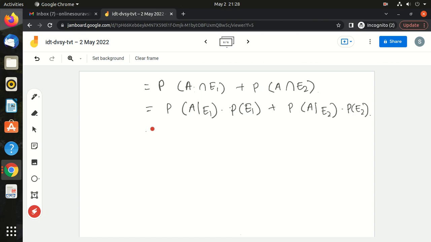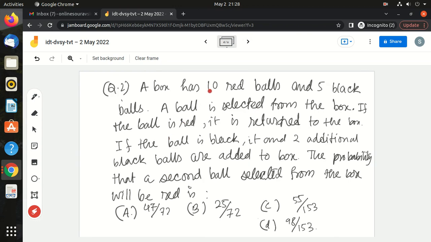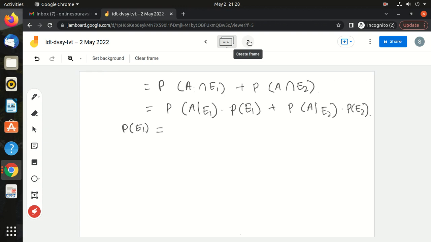So what I have to do is find these probabilities. So P of E1, what is P of E1? These are small and easier. Let me go back to the question, which says that there are 10 red balls and 5 black balls, and E1 is the event of drawing the red ball. So there are 10 red balls and a total of 15 balls. So it is 10 upon 15, which is 2 by 3. And P of E2 is equal to 5 by 15, which is 1 upon 3.